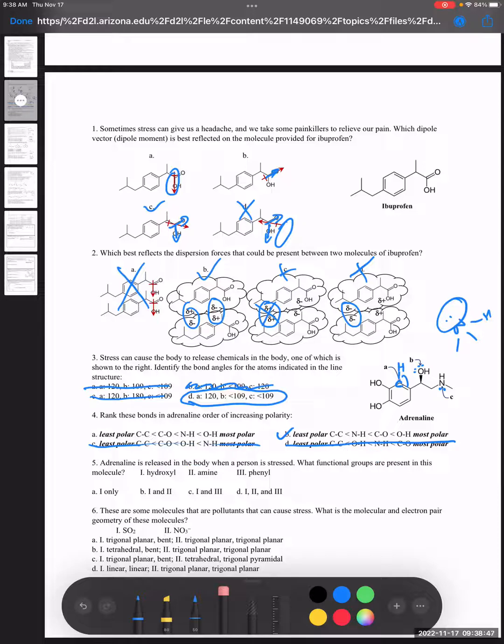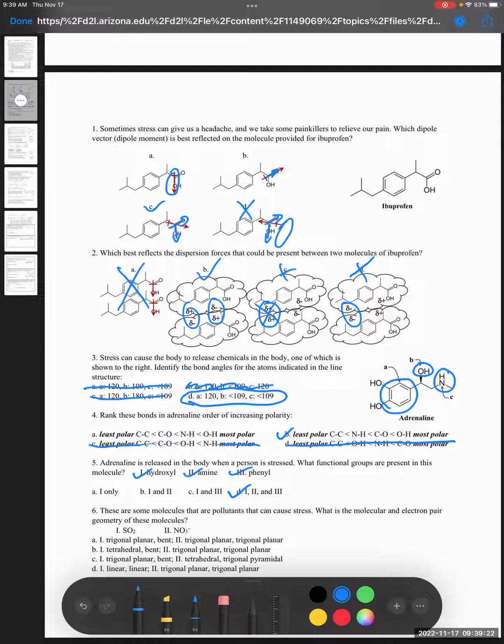Okay, and question 5: what functional groups are present in this molecule? We are talking about this molecule over here. In this molecule, we have hydroxyl groups, amine groups, and a phenyl group. So we have hydroxyl, amine, and phenyl. We have all three. That's what I would go with. Therefore, option D.